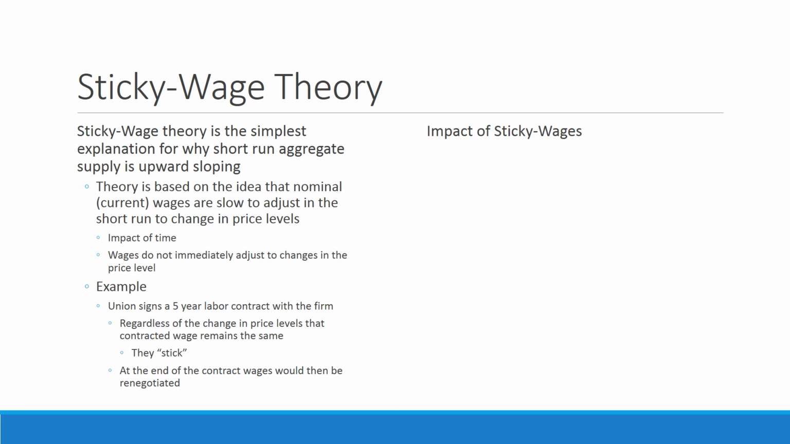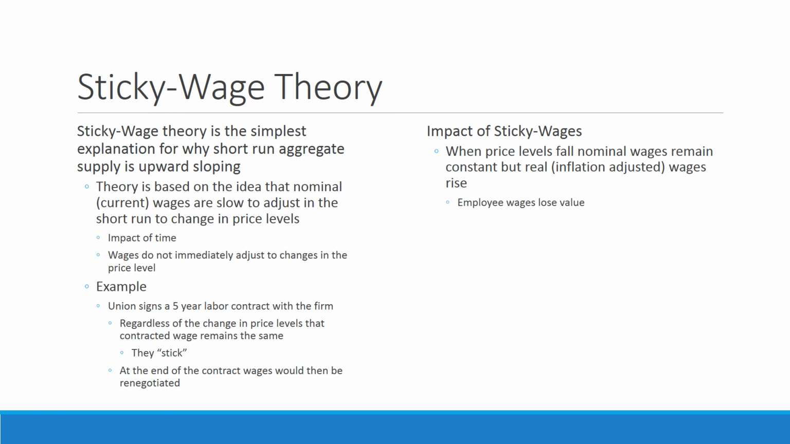So why is it important? What's the impact of sticky wages? Well, when price levels fall, nominal wages remain constant. So if the price level goes down, the amount you make, your current income, doesn't change. But now real inflation-adjusted wages do change. They're going to rise. That's important to understand because the employee wage loses value. When price levels increase, we see one occurrence. When price levels fall, we see another.